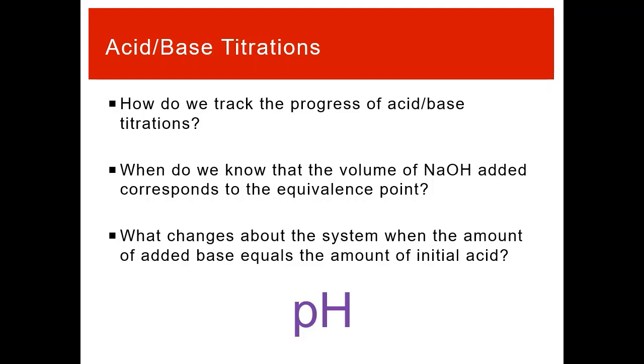If you start with an acidic solution and you add a bunch of base to it, you hit the equivalence point when all the acid is gone, and so your solution switches from being acidic to being either neutral for a split second, but then basic is what you're going to hit. And so we want to be able to track and monitor the progress of a titration by using pH.